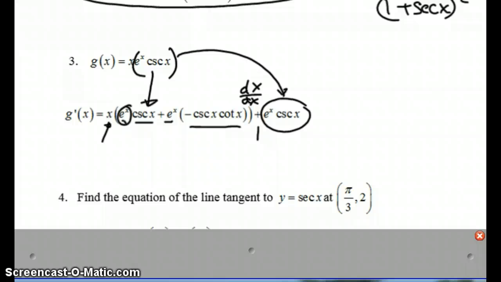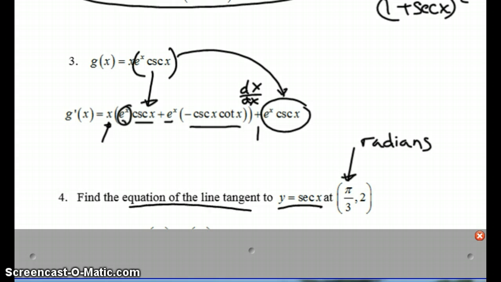So we still need to find equations of tangent lines, but now we're using trig functions, and your x input will always be in radians from me, most likely on the AP exam, also in radians. So if we're trying to find the equation of the line tangent, I need to find y prime first. Go ahead and do that, and see if you can write the equation of the tangent line at the point pi over 3, comma 2. Press pause, give it a try.